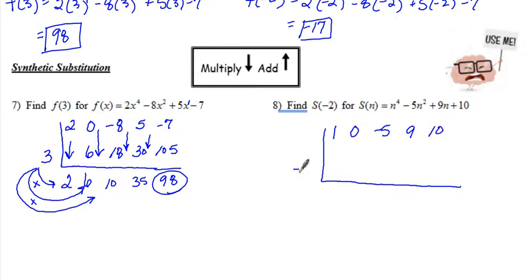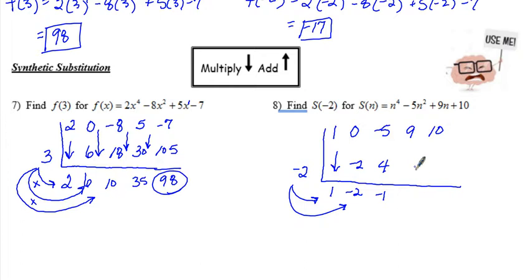We're evaluating this at -2. Don't forget, the first number is brought down as is. Then we switch to the multiplying step. -2 times 1 is -2. 0 plus -2 is -2. -2 times -2 is +4. -5 plus 4 is -1.